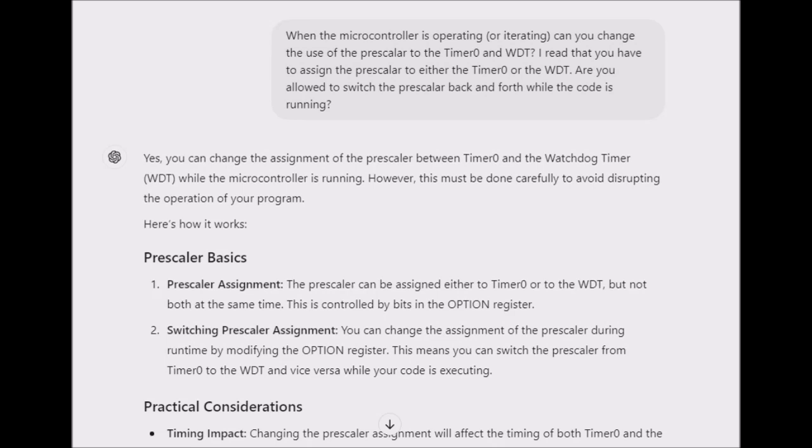Okay, so I asked ChatGPT whether you can switch the prescaler back and forth between timer 0 and WDT while the microcontroller is operating or running or iterating. Can you do that? I'm not even exactly sure of the question I'm asking, but it seems to have come up. Yes, you can change the assignment of the prescaler between timer 0 and the watchdog timer while the microcontroller is running. However, this must be done carefully to avoid disrupting the operation of your program. Here's how it works.